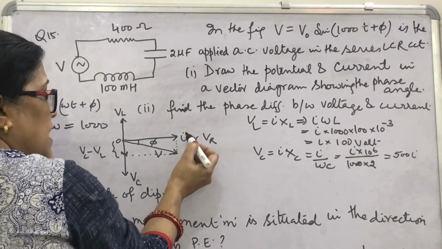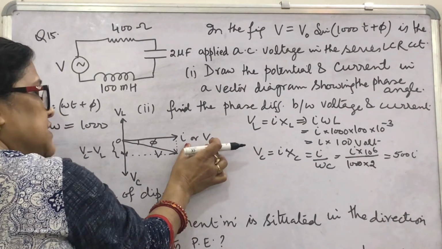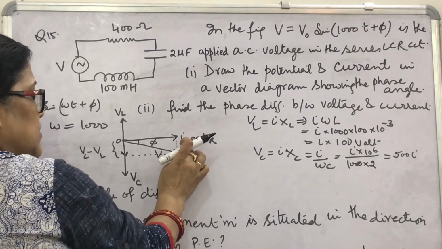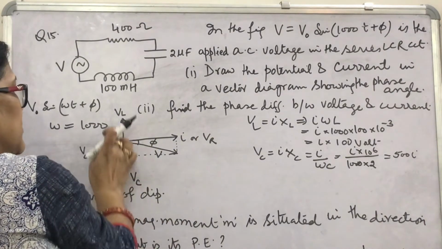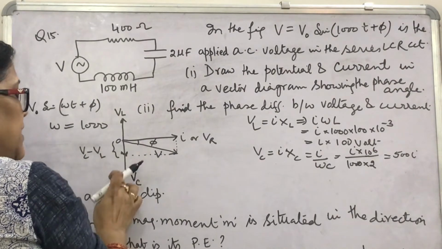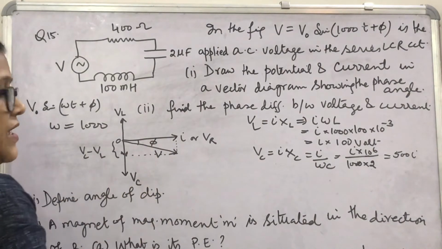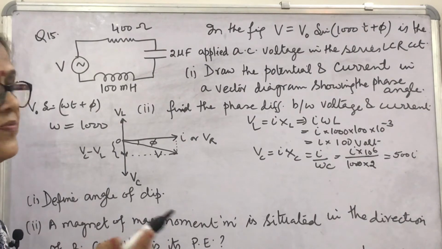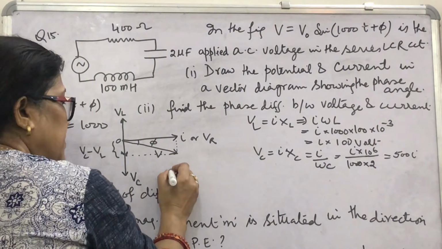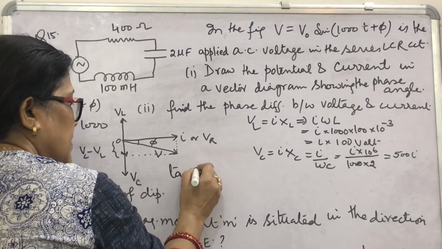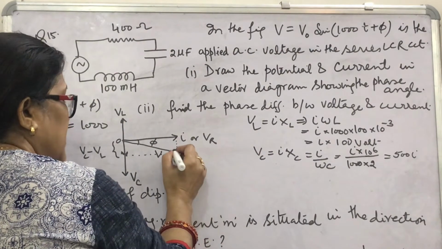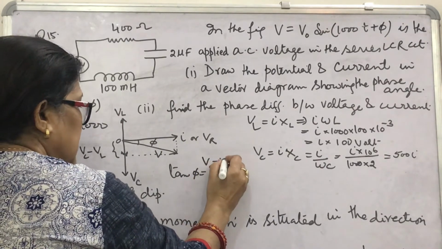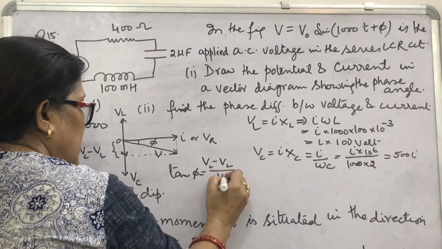This is current. Current and voltage are in the same phase across the resistance. So I or V are at the x-axis. So voltage across C, voltage across L, as it has been shown here, and this is phi, the phase angle. But it is said to find the phase angle. Here what can you write? Tan phi you can write here. This will be VC minus VL upon VR.